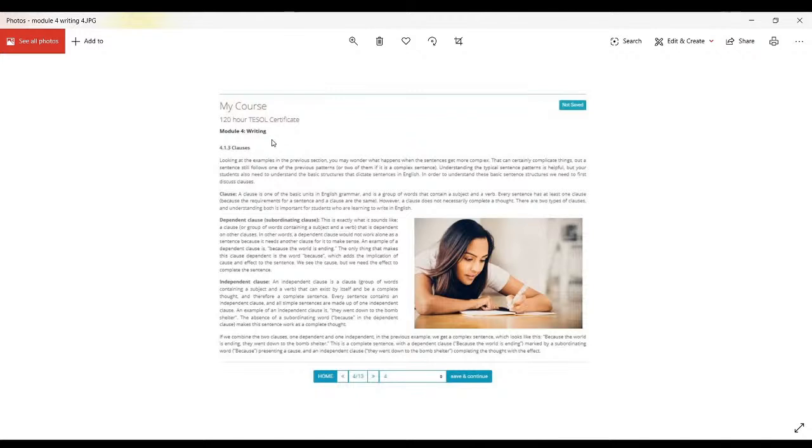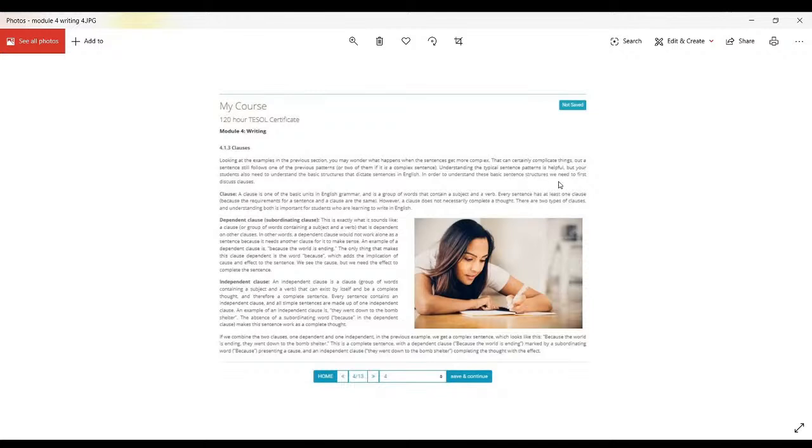The next part is about clauses. Looking at the examples in the previous section, you may wonder what happens when the sentence gets more complex. We first saw the five basic sentence patterns, right? Now the sentences will become more complex. It's not only about those patterns. That can certainly complicate things, but a sentence still follows one of the previous patterns, or two of them if it is a complex sentence.